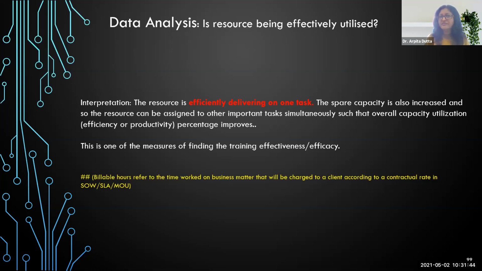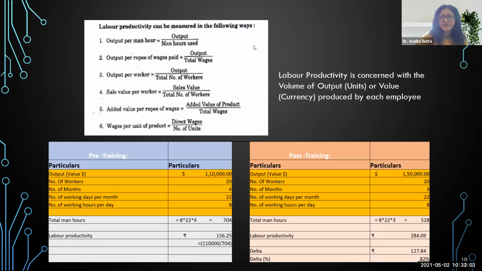So this is just one of the measures of finding the training effectiveness or efficacy, right? Now, there are other measures as well. We will see what those are. Now, these are the different formulae which you can have for measuring labor productivity. So labor productivity is not just about the number of units. It is also about the value in terms of currency a function has achieved.